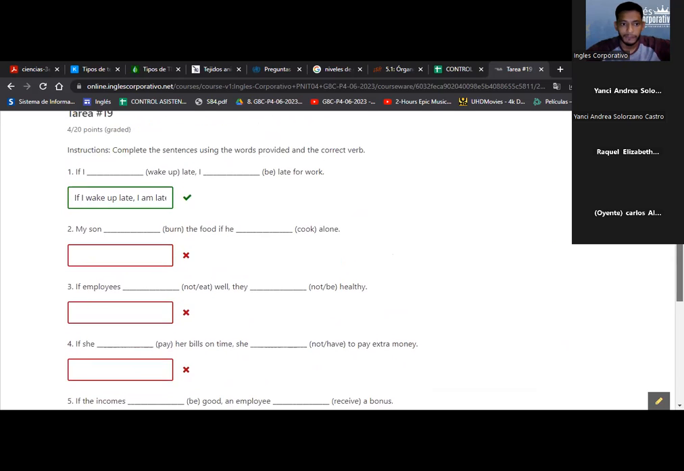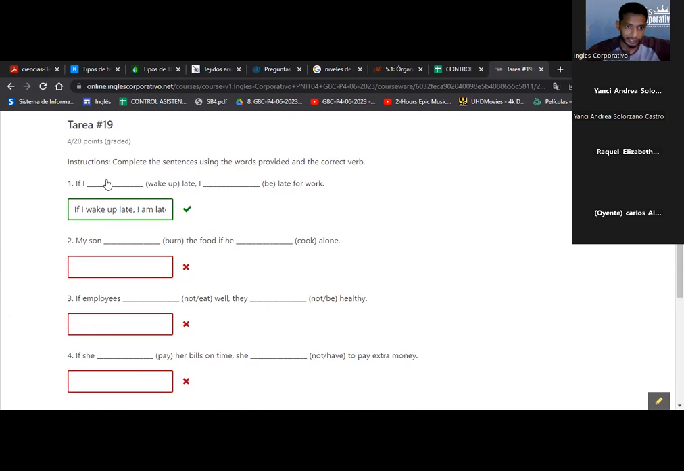Quiere decir que pondrá el verbo presente y también acá. O pondrá lo que está en el paréntesis y lo pondrá aquí. Solo que tiene que aplicar la S. En caso del número 2 dice mi hijo, my son. Y si pone el verbo acá, tiene que ir con S el verbo. The food, if he. Igual acá con S también el verbo, porque es de la persona.